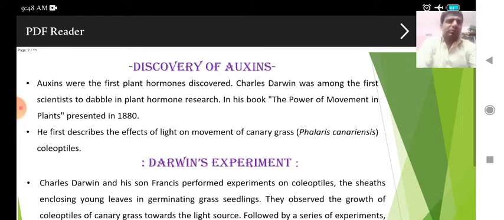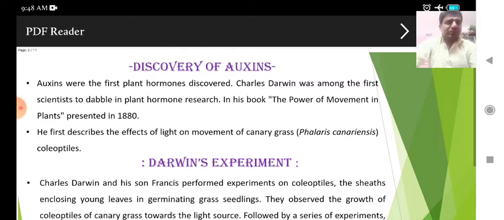First of all, auxin was the first hormone discovered. Charles Darwin was among the first scientists to dabble in, to identify or to study plant hormone research. In his book, The Power of Movement in Plants, it was presented in 1880. So Darwin proposed the plant hormone in his book The Power of Movement in Plants in 1880.